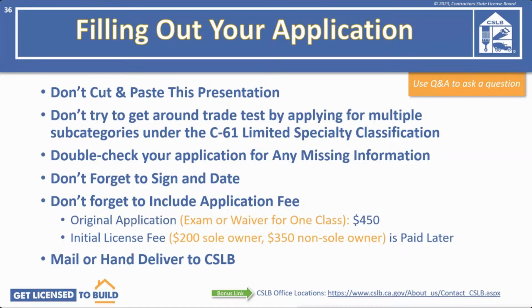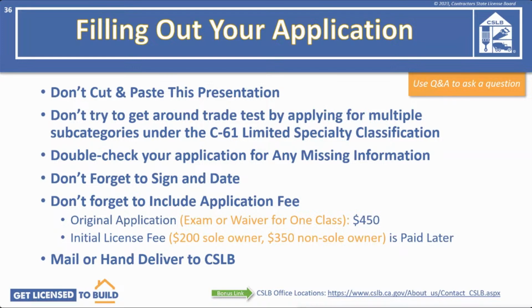Also, don't try to get around having to take a trade test by applying for multiple subcategories under the C61 limited specialty classification. Okay, that is the content you'll need to fill out your application. Before getting it to CSLB, double check to make sure you did not miss anything. Be sure to sign and date it as well. And don't forget to include the all-important $450 application fee.